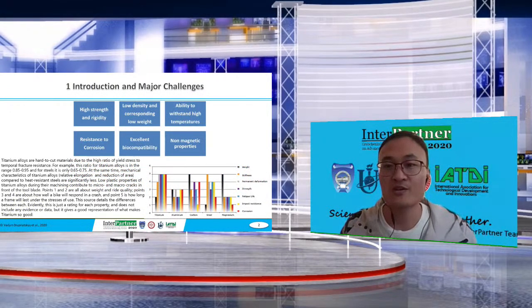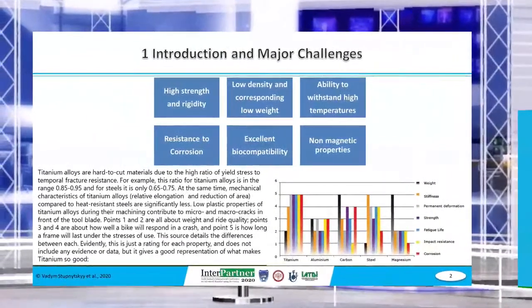It is well known that the most important characteristics of titanium alloys are high specific strength and low density, in combination with high heat resistance at temperatures up to 500 degrees Celsius, as well as corrosion resistance in various chemically active mediums. At the same time, the mechanical characteristics of titanium alloys compared to heat resistant steel are significantly less. In the diagram on the right, we can see a comparison of titanium alloys with the most common materials in mechanical engineering. In almost all indicators, these titanium alloys are the most effective. However, this is an expensive material and very difficult to machine.